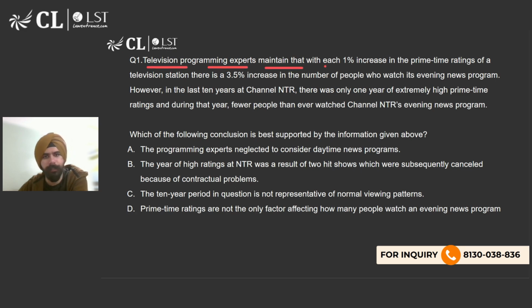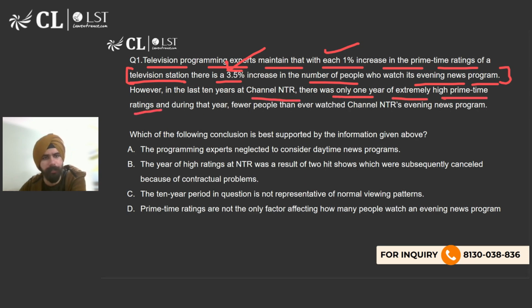Television programming experts maintain that with each 1% increase in the prime time ratings of a television station, there is a 3.5% increase in number of people who watch its evening news program. So we're talking about the station and the evening news program, and two percentages. 1% increase in the rating of the station means 3.5% increase in the viewership of the evening news program. However, in the last 10 years at channel NTR, there was only 1 year of extremely high prime time ratings, and during that year, fewer people than ever watched the channel NTR's evening news program.